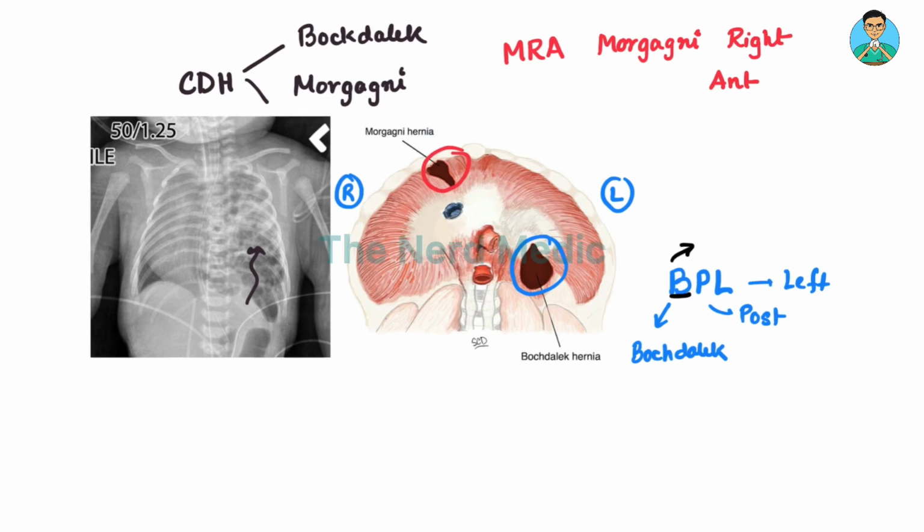Also, the B over here should remind you that Bochdalek type of hernia occurs in babies, which is usually the case because it's a congenital diaphragmatic hernia. However, in case of Morgagni hernia, the A should remind you that it can rarely be seen in adults also.